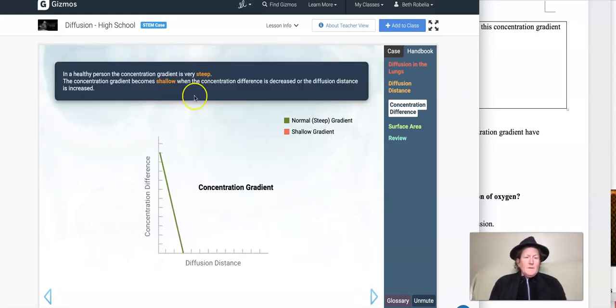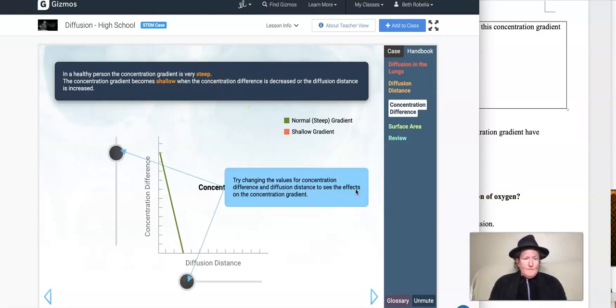In a healthy person, the concentration gradient is very steep. So you and I probably have a very big concentration gradient. The concentration gradient becomes shallow when the concentration difference is decreased or the diffusion distance is increased. Let's change the values for the concentration difference and diffusion distance to see the effects on the concentration gradient.